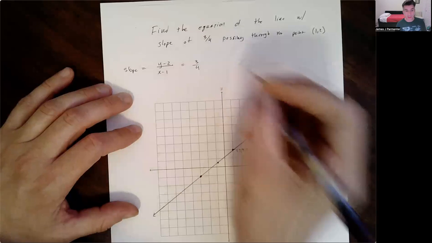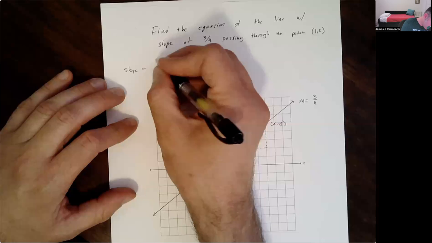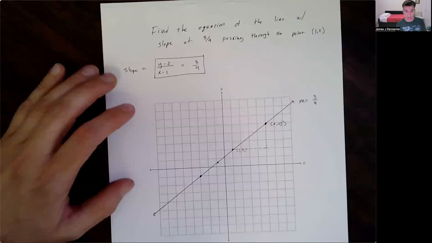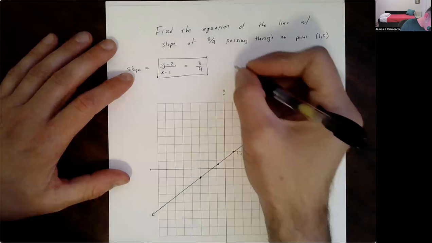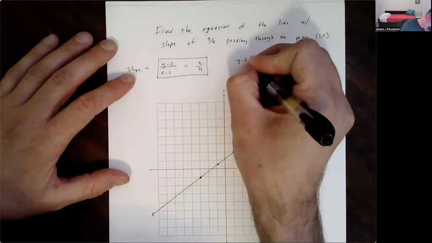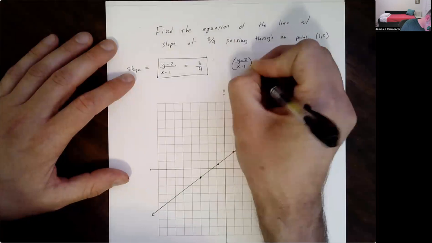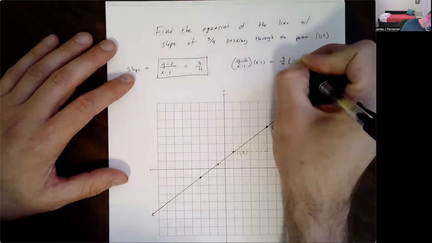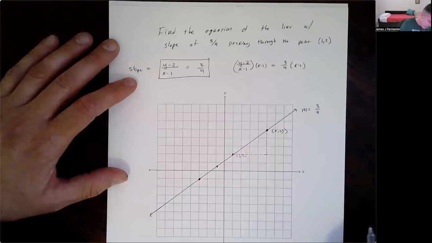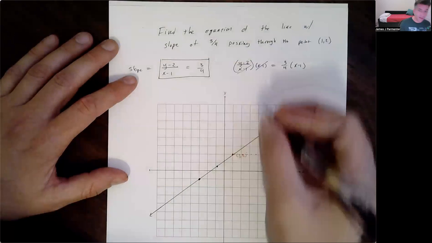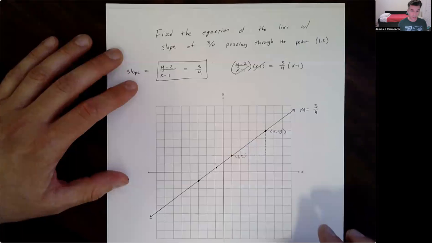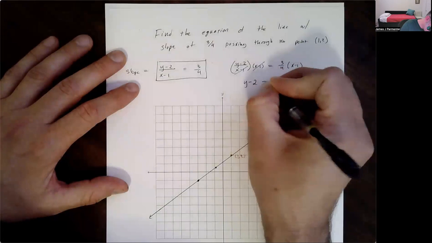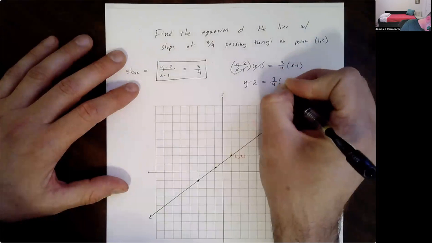And now what I'm going to do is take this equation and multiply both sides by the denominator, x minus 1. So I'm going to rewrite this as (y minus 2) over (x minus 1) times (x minus 1) equal to 3/4 times (x minus 1). The x minus 1's cancel, and we're left with what is often called the point slope form. y minus 2 equals 3/4 times (x minus 1).